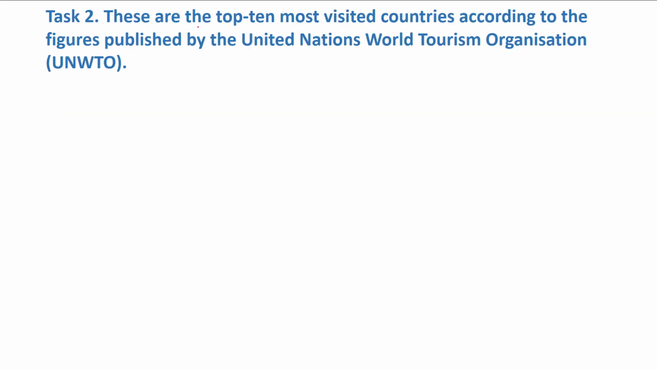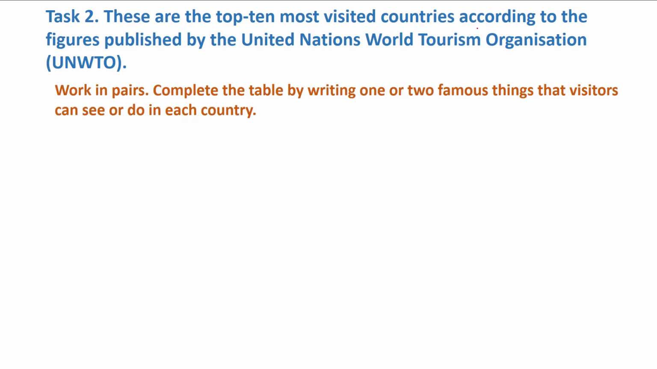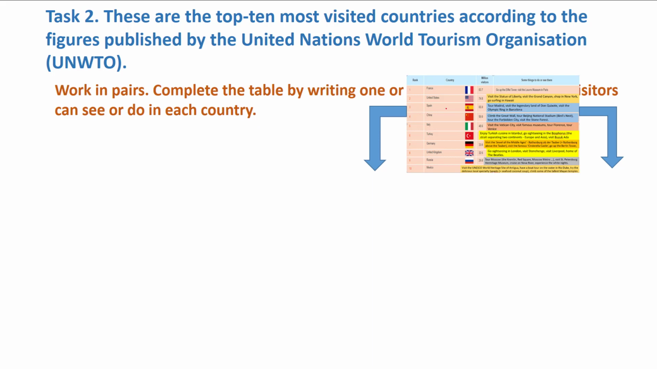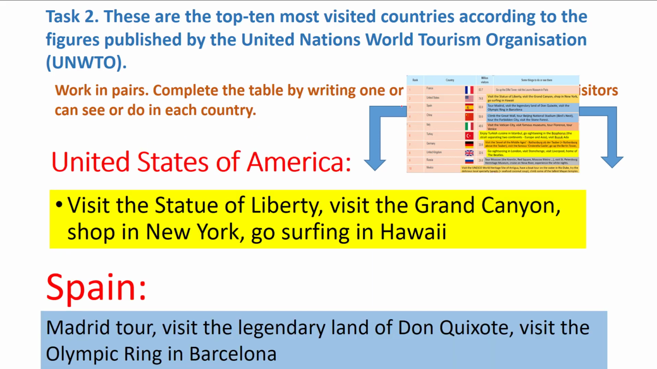Task 2. These are the top 10 most visited countries according to the figures published by the United Nations World Tourism Organization. Working in pairs, complete the table by writing one or two famous things that visitors can see or do in each country. There is a table here as you see. Let's start with the first one. First one is an example, France, and next one is the United States of America. So you can visit the Statue of Liberty, or you can visit the Grand Canyon, or you can shop in New York, or you can go surfing in Hawaii.